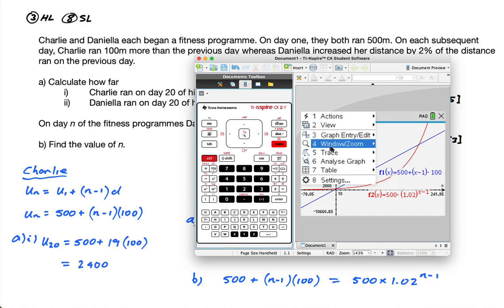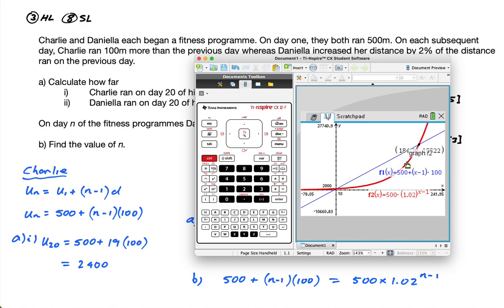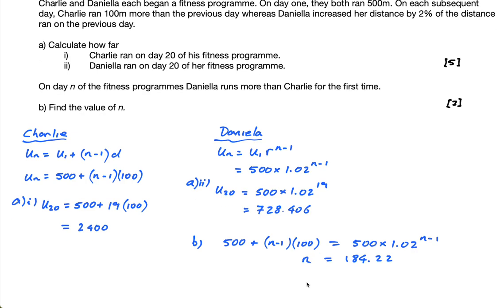Okay, let me find that point: menu, analyze graph, intersection, this and this. So it's 184.22, and it's the x coordinate I'm concerned with, because that's the day. So n is equal to 184.22. But it says on day n, and there is no day 184.22. So what's the first n where she runs more than him? Well, it's going to be the next day. Therefore n equals 185.